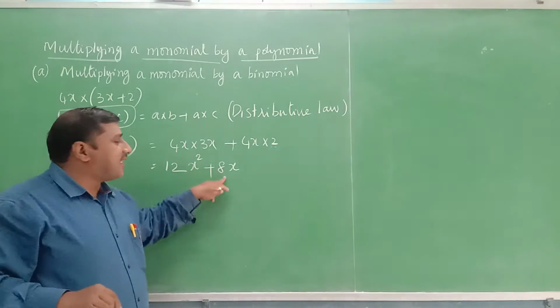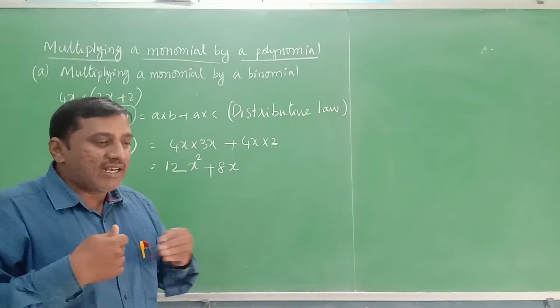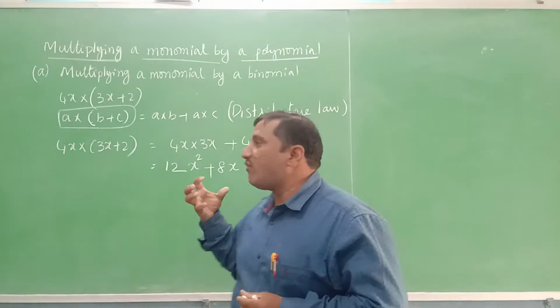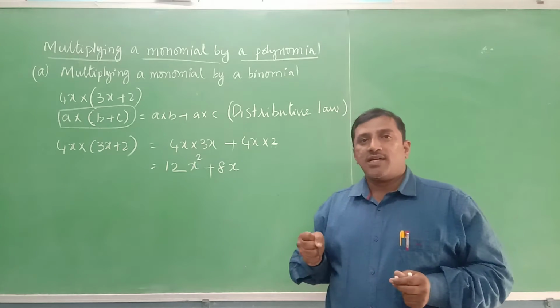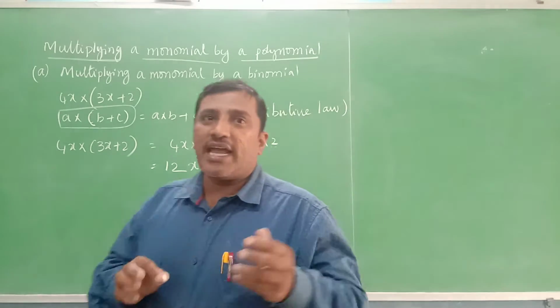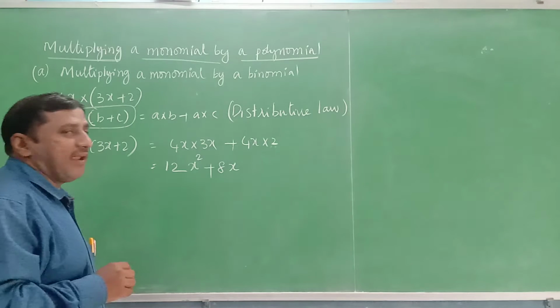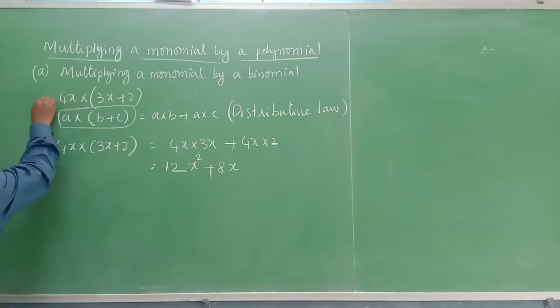If you find any like terms in the product, we can add or subtract them to simplify. So this is the way how we multiply a monomial by a binomial. We will discuss one more example.